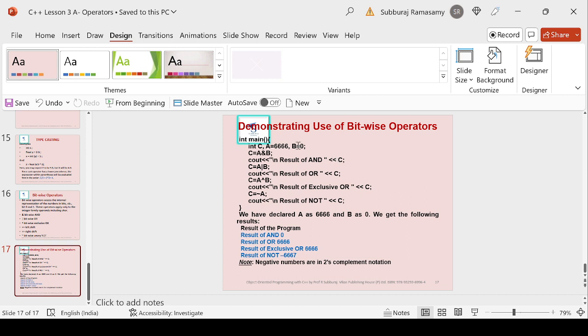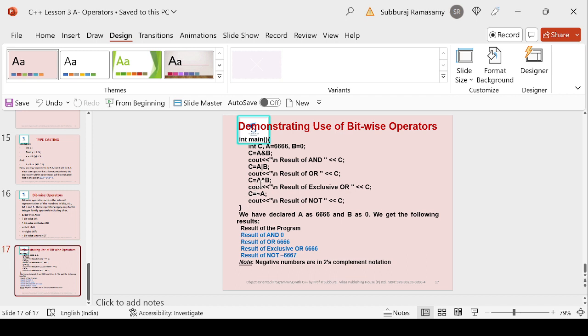Got it? A is 1010, 1010, and B is all zeros. So when you AND 0 with any number, it is 0. When you do OR, you get the number itself. So A or B will be A itself. Because with OR, 1010 with zeros at the bottom, you get 1010. So the result of OR will be the same as A.